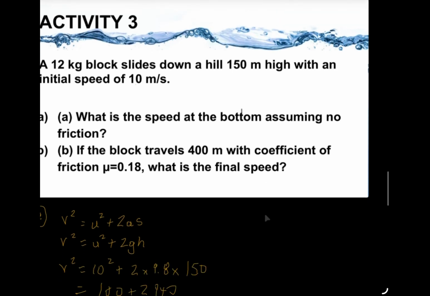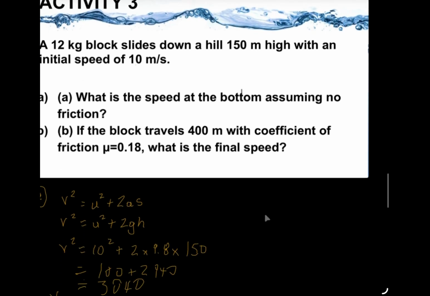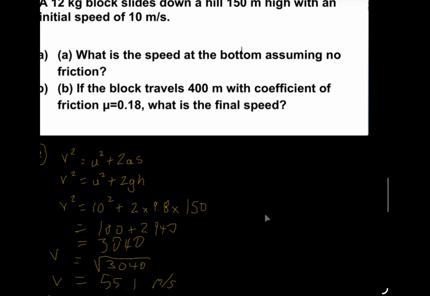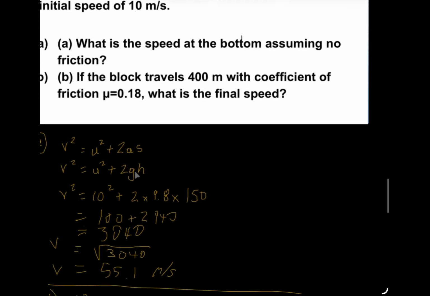So because we're given an initial velocity, we have to use that. A good formula to use is v squared is equal to u squared plus 2as. But in this case, we're using gravity as our a, and your s, your displacement, is h. So v squared is equal to u squared plus 2gh.